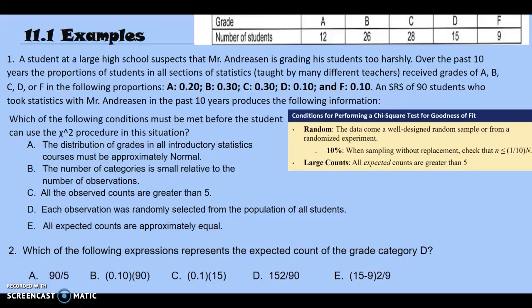Yeah, so I'm going to record a video for 11.1 and 11.2. I'm going to go through the examples fairly quickly. I will try to give a quick explanation. And then there is an 11.1 worksheet for you to work on after this. So let's move on to the first example.